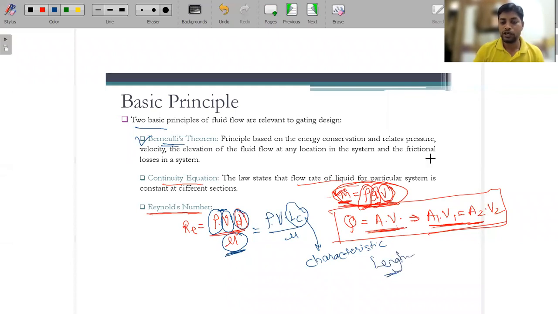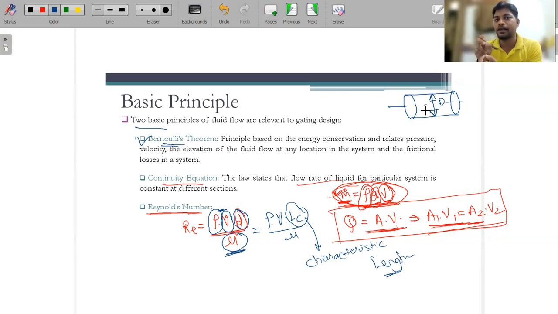Okay, so if we are considering the example of the pipe only, then this characteristic length will be equal to the diameter only. Characteristic length means what is the cross sectional area through which the fluid will flow. Okay, so what is the cross sectional area?